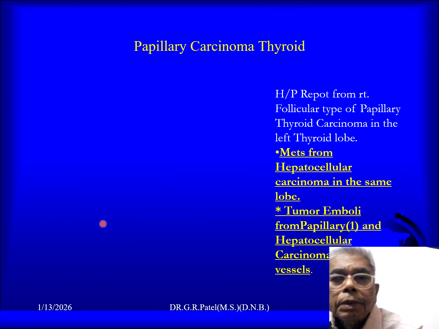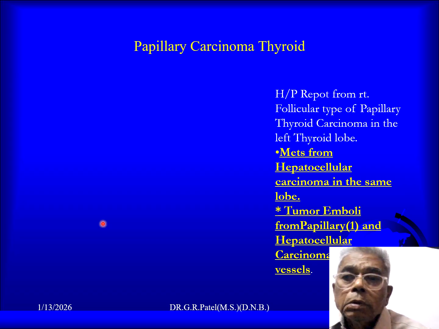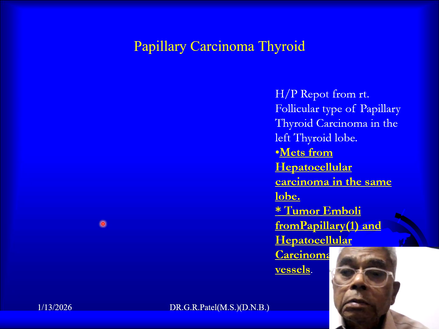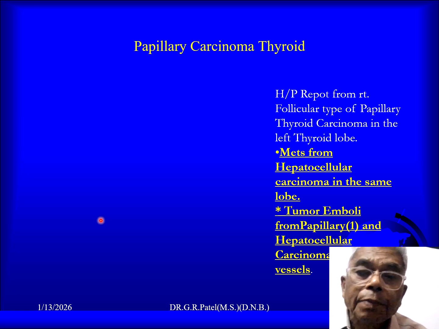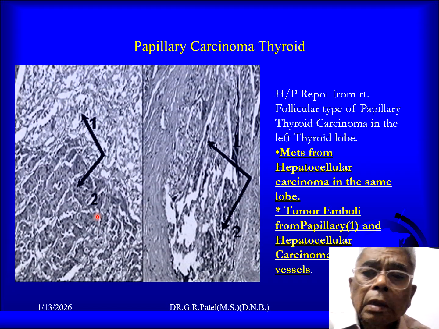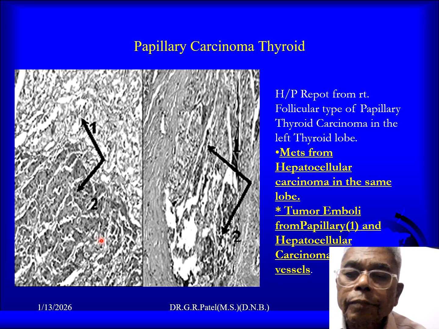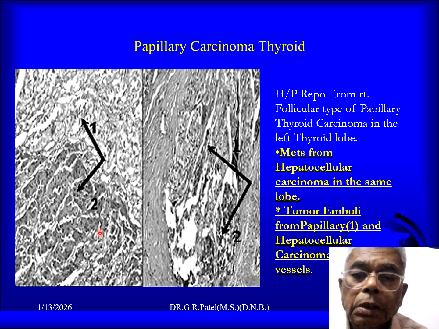Papillary carcinoma of thyroid, HP report from right follicular type of papillary thyroid carcinoma. Follicular type of papillary thyroid carcinoma in the left thyroid lobe. Mets from hepatocellular carcinoma in the same lobe. Tumor emboli from papillary and hepatocellular carcinoma.